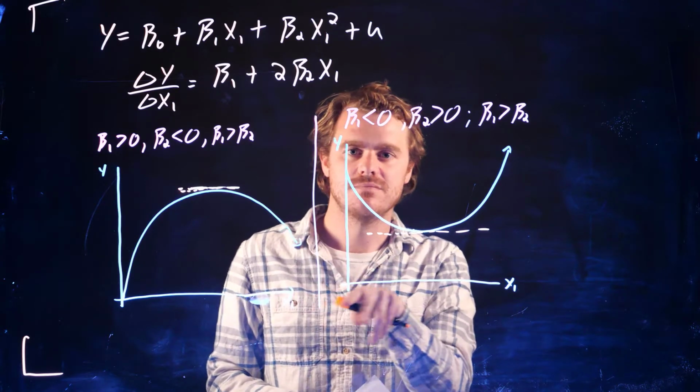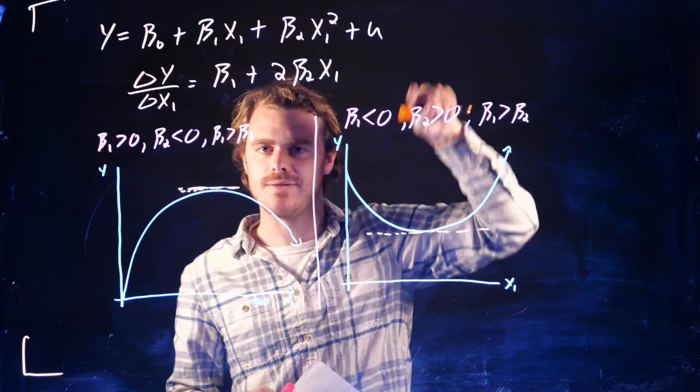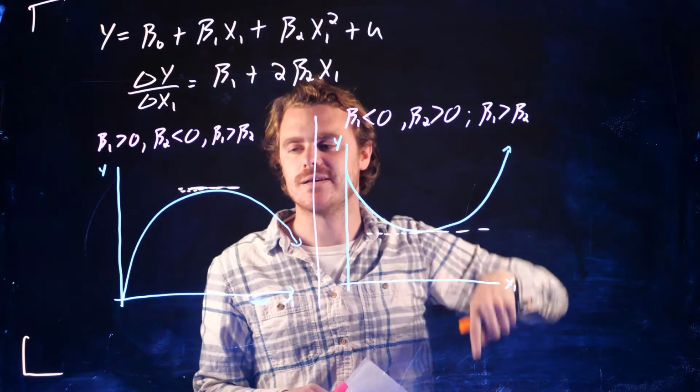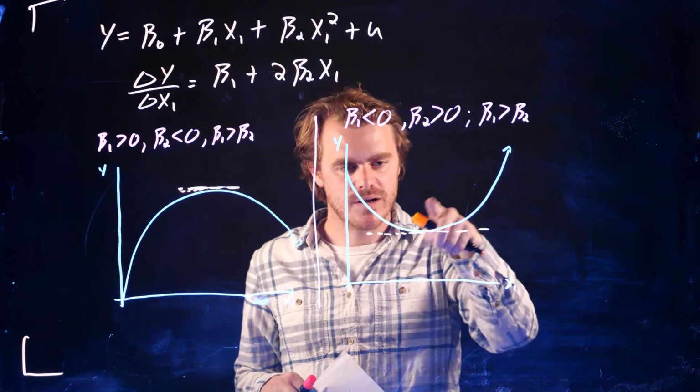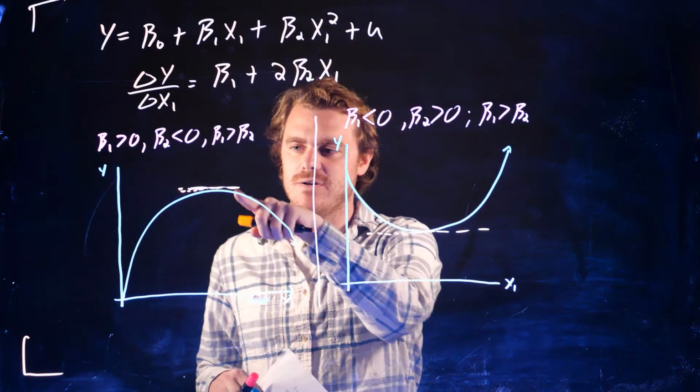We could also have more relationships. If they're both greater than 0, we have this kind of increasing returns. But these are the two most common ones you see. And you'll want to be able to think about how you calculate the max and the min based on these marginal effects.